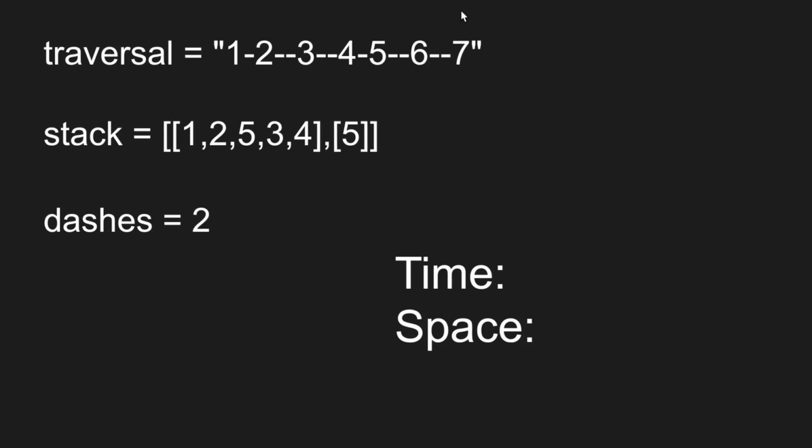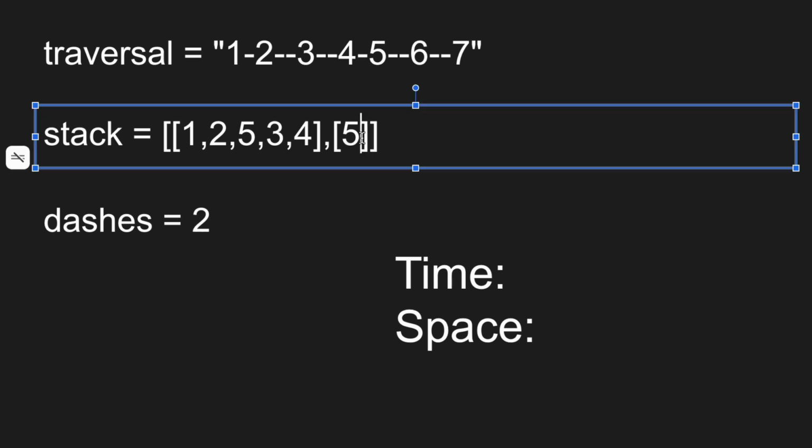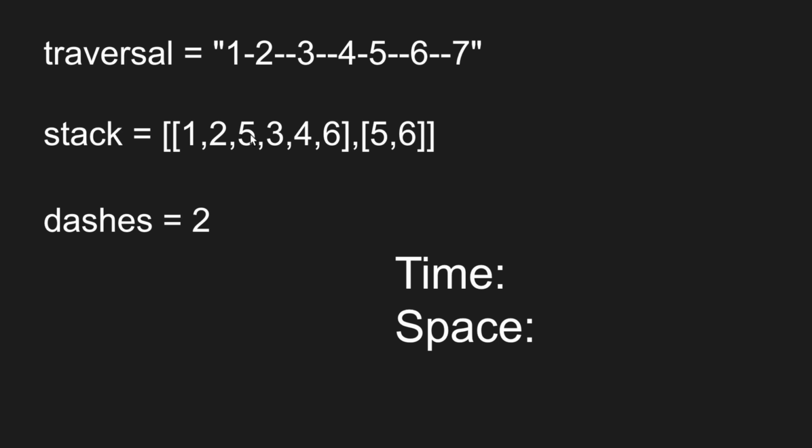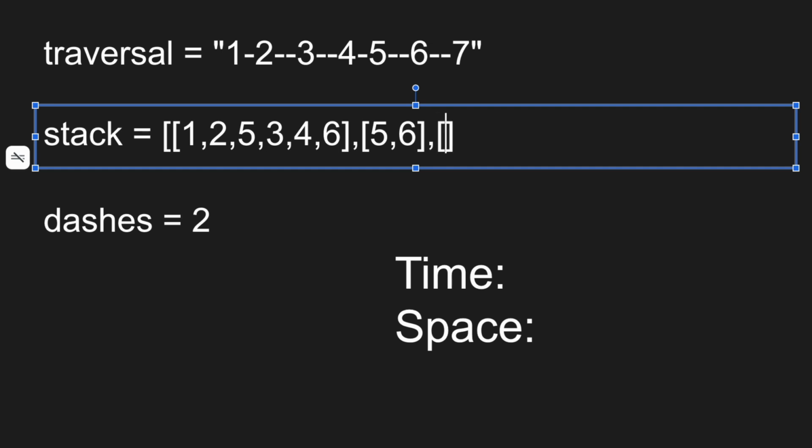So now we come to 6. 6 has 2 dashes beforehand, so we don't need to pop. And we look at 5. 5 does not have an element to the left, so we will add it to the left. So add 6. This is 5 to the left because these two are the children of the 2 node. And so this is the left child of 5. And then we need to append the 6.